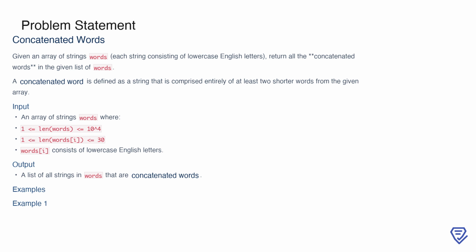The input to this problem is an array of strings, where each string consists of lowercase English letters. The constraints for the input specify that the list of words can contain between 1 and 10,000 elements, and each individual word can have a length between 1 and 30 characters. The output will be a list containing all the concatenated words from the input array. Let's explore some examples to better understand this definition.